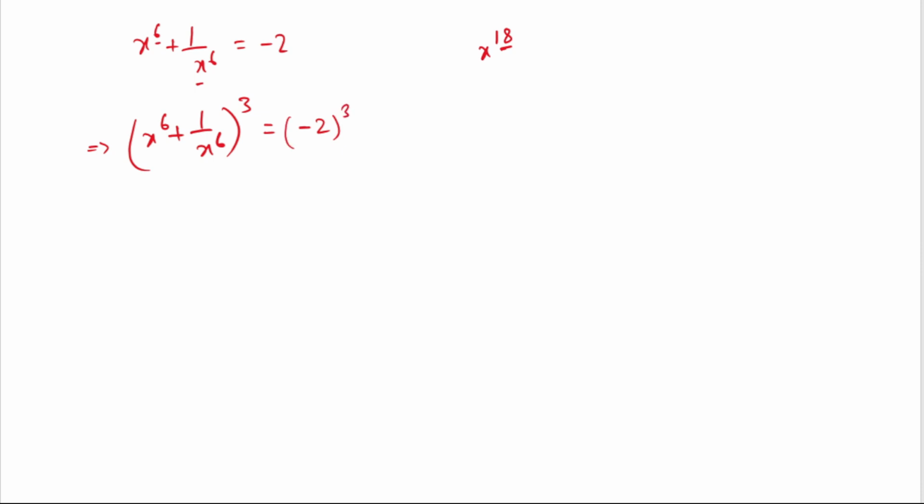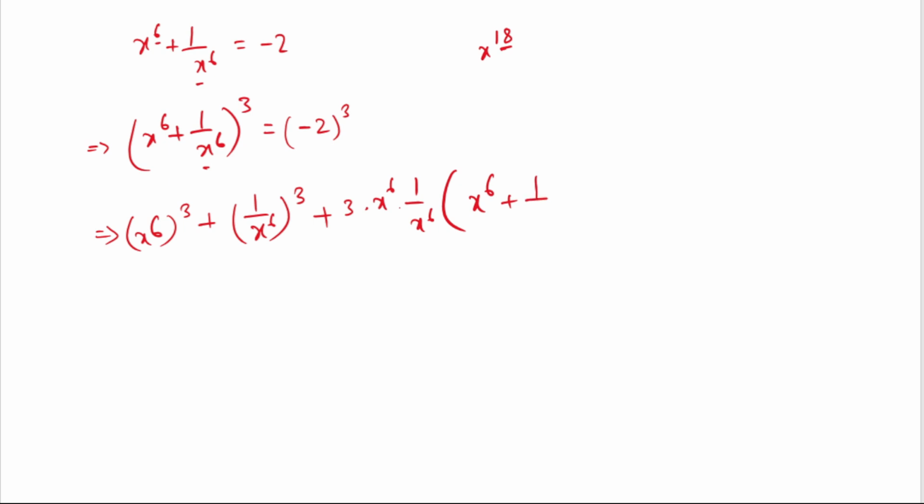Now again it is in the form of (a + b) whole cube, so it is a³ + b³ + 3ab(a + b). A³ means (x⁶)³ plus (1/x⁶)³, and now 3 times a, meaning x⁶, and b, meaning 1/x⁶, times a + b, meaning x⁶ + 1/x⁶. So in the right hand side we have negative 2 to the power 3, and that will be negative only, and 2³ is 8, so it is negative 8.